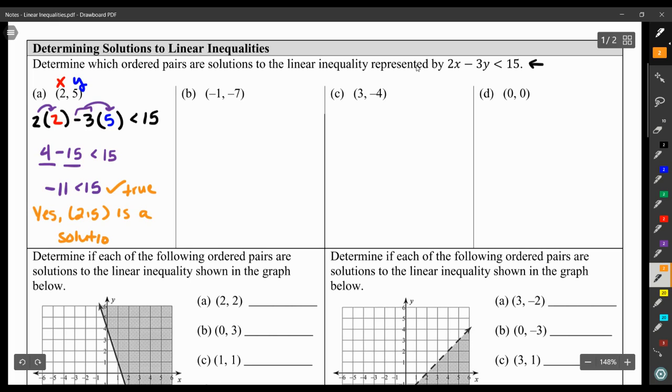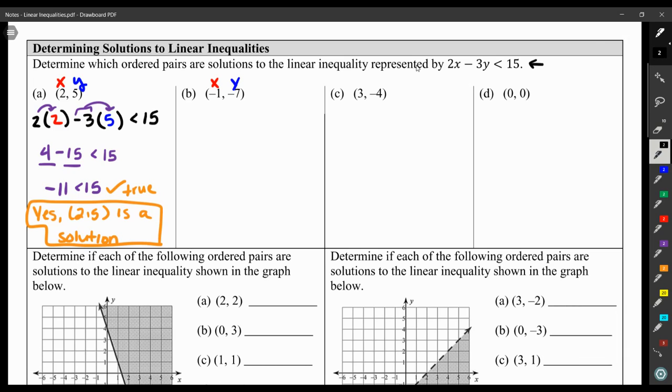It's a solution, it's not the solution. Linear inequalities have an infinite number of solutions. So (2, 5) is just one of the possible solutions out there. Let's do one more together. For letter B, we have a new coordinate. The x is now negative 1, the y is now negative 7. Same inequality, so we're going to plug in what we have.